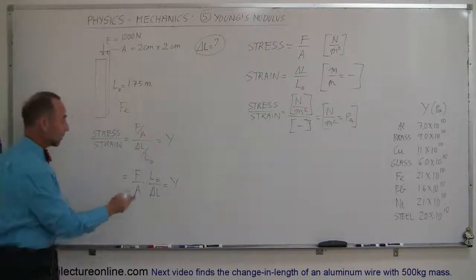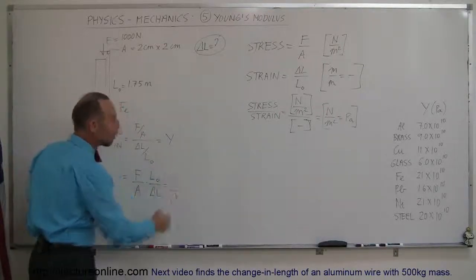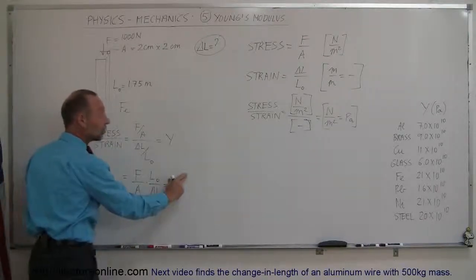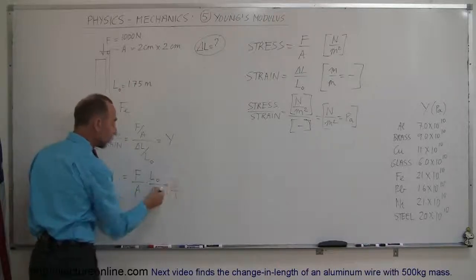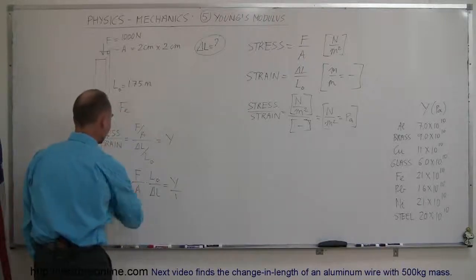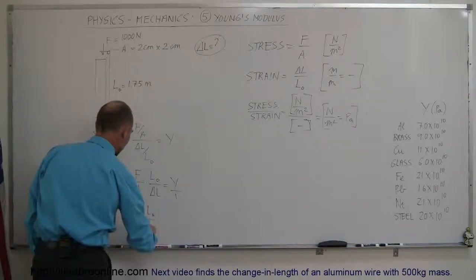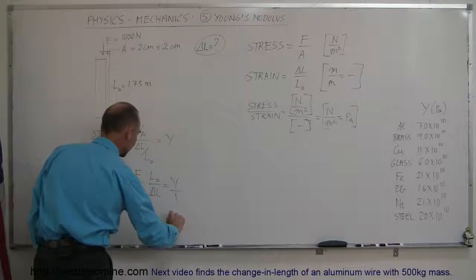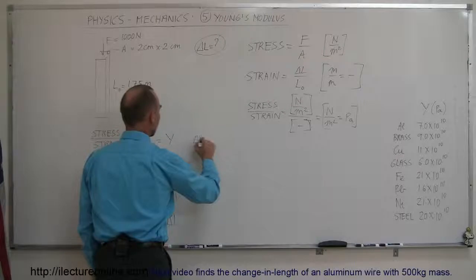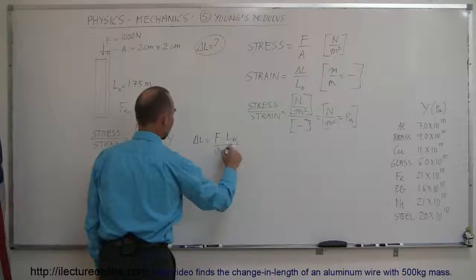Now, to separate the delta L, I'm going to move delta L to the other side. Remember, when we have a fraction equal to a fraction, we think of Young's modulus as Young's modulus over 1. We go across diagonally: what's in the denominator on the left side goes into the numerator on the right side, and what's in the numerator on the right side goes into the denominator on the left side. So this can be written as force times initial length divided by the cross-sectional area times Young's modulus equals delta L. Delta L is equal to force times the original length divided by the cross-sectional area times Young's modulus.